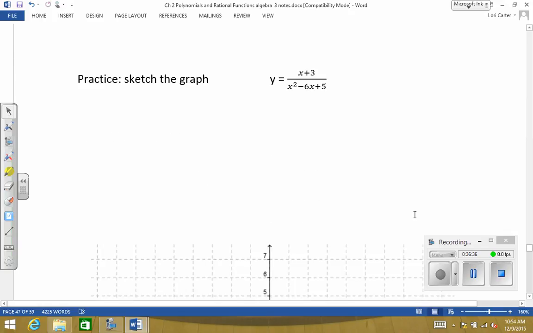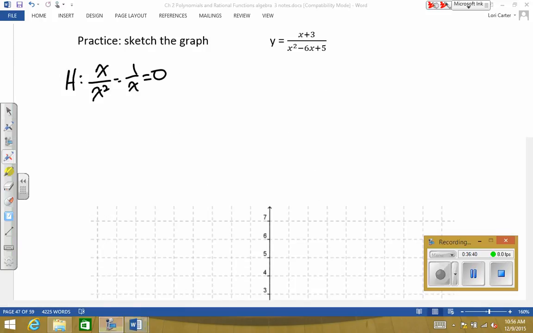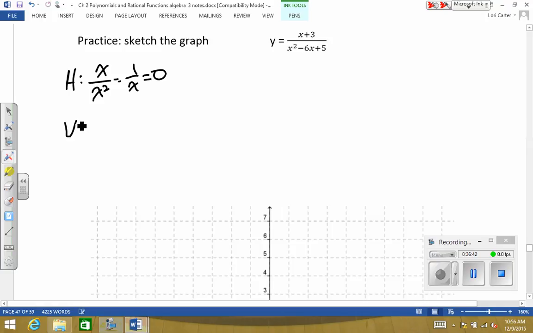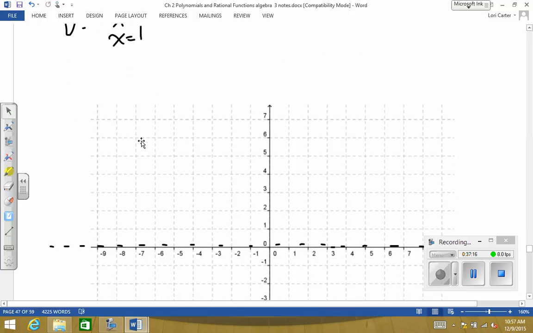Your turn. Most of you did the horizontal asymptote, most important over most important. What's the vertical? What does it factor into, Aaron? X minus 5 and X minus 1, right? Does anything cancel? Nothing cancels, so I have 2 vertical asymptotes. My 2 vertical are what? X equals 5 and X equals 1.